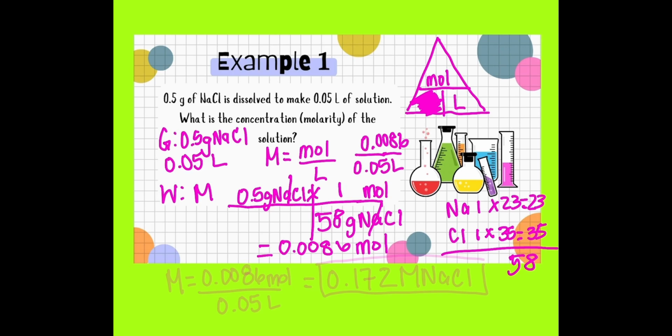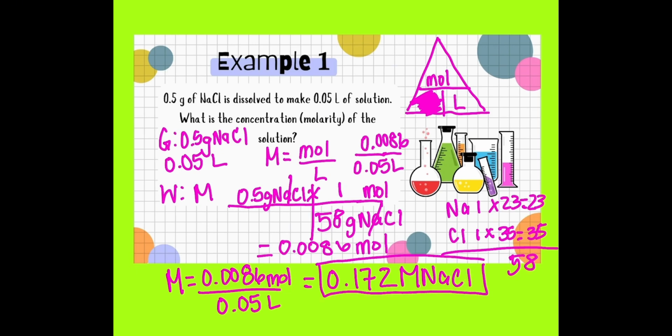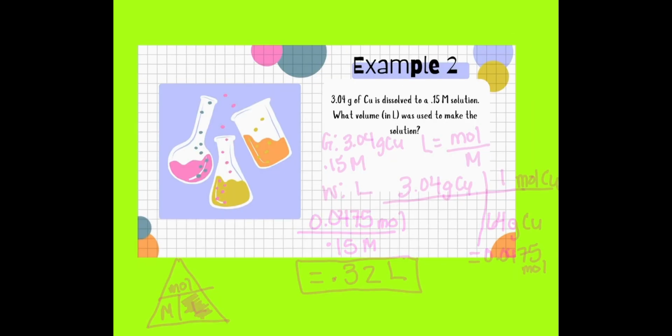So molarity equals 0.0086 divided by 0.05 liters, this is my mole, equals 0.172 molarity of NaCl. And this is my final answer. All right, so let's do another example.